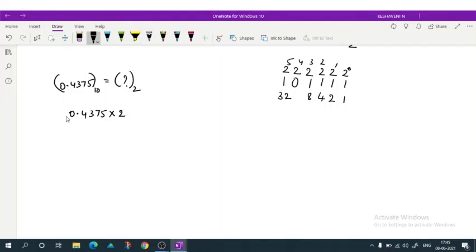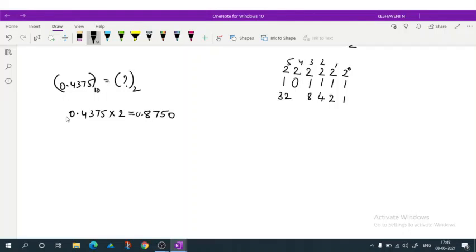If you multiply, you will get: 2 5s are 10, 1 remaining; 2 7s are 14 plus 1 is 15, 1 remaining; 2 3s are 6 plus 1 is 7; 2 4s are 8. Now see here, 1 2 3 4. So you have to put a point.